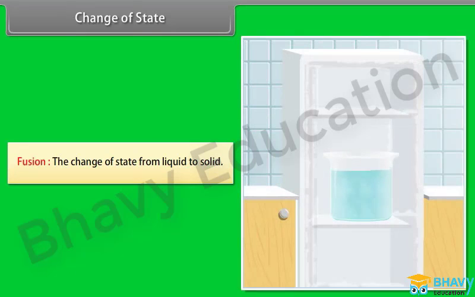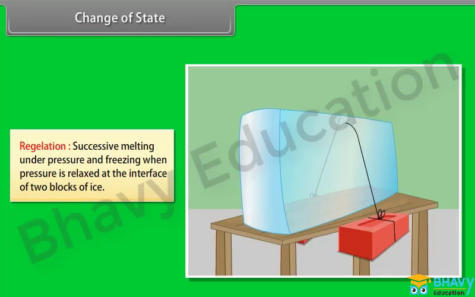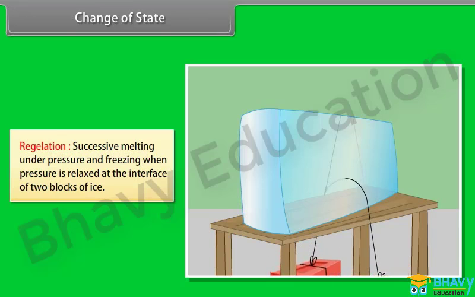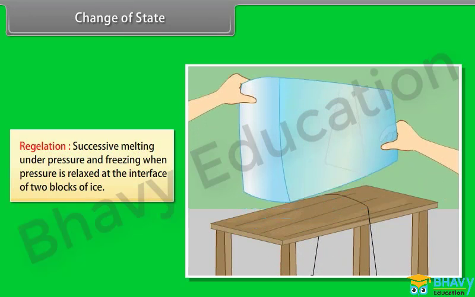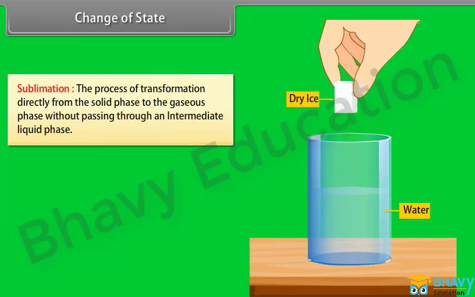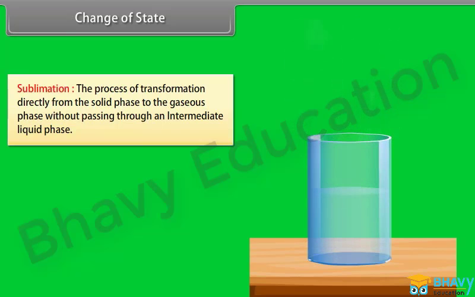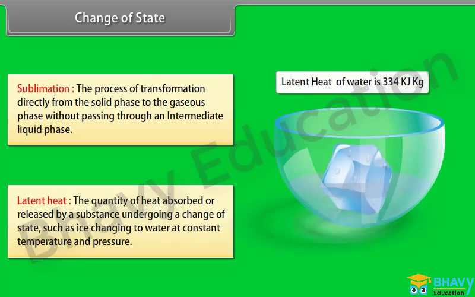Fusion: the change of state from liquid to solid. Regelation: successive melting under pressure and freezing when pressure is relaxed at the surface at the interface of 2 blocks of ice. Sublimation: the process of transformation directly from the solid phase to the gaseous phase without passing through an intermediate liquid phase. Latent heat: the quantity of heat absorbed or released by a substance undergoing a change of state, such as ice changing to water, at constant temperature and pressure.